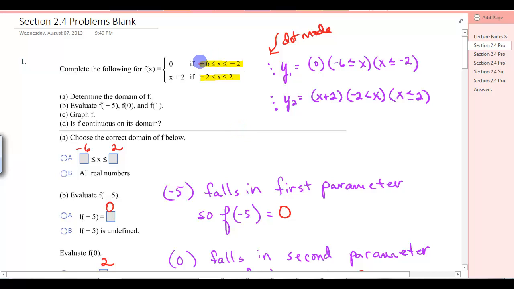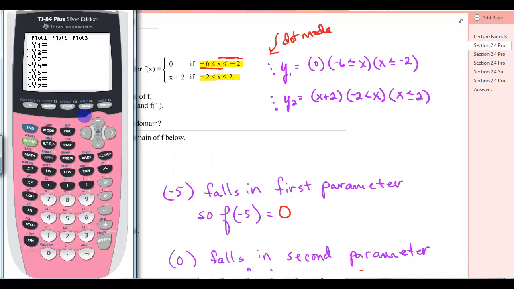You want to take this part and make it one parentheses, -6 less than or equal to x. Then you want to take this part, x less than or equal to -2. And you want to do that for both of these so that you have 3 parentheses there. So if we were here, we would go up here, and in the first parentheses we would put the actual equation, which we just have 0. Open another set, we'd have -6.